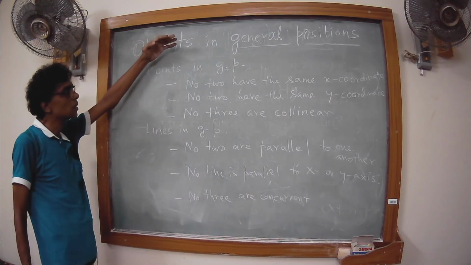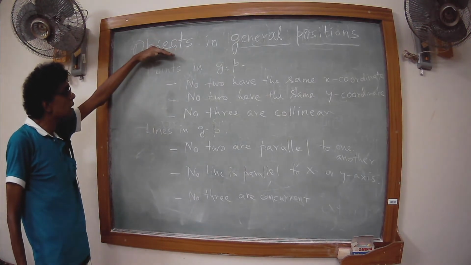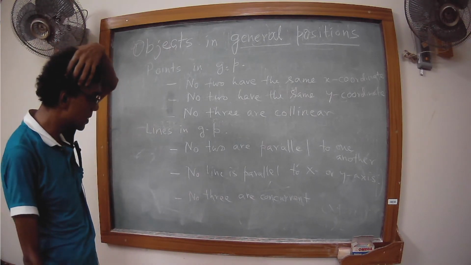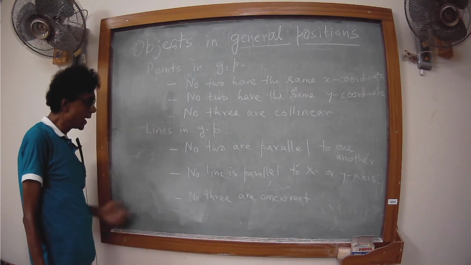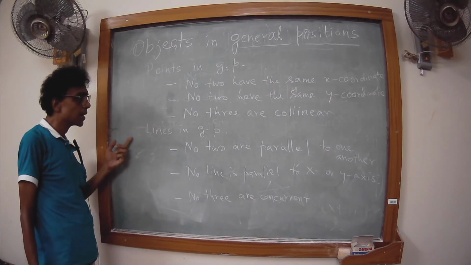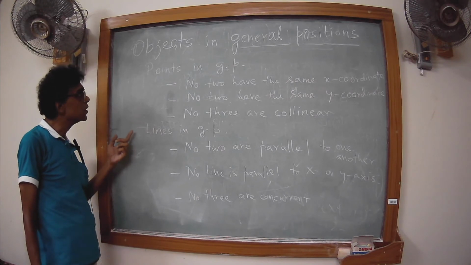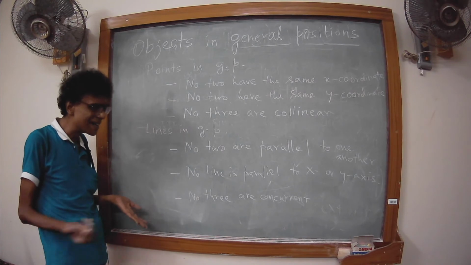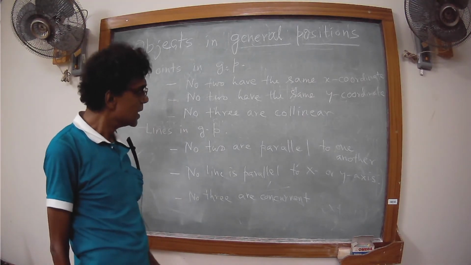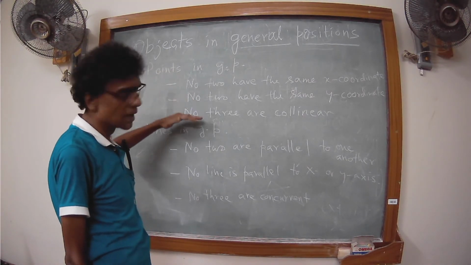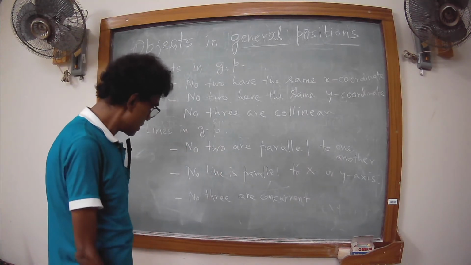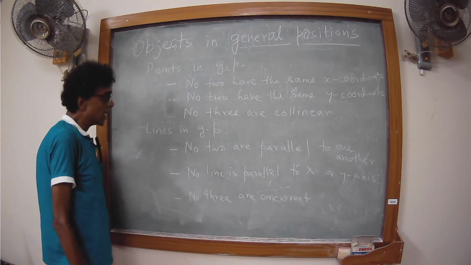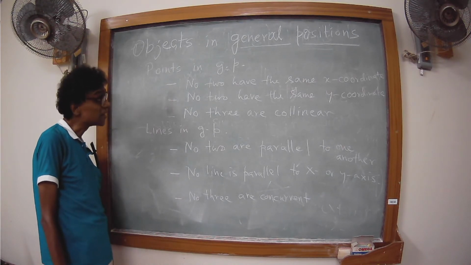So, algorithms are typically specified for objects in general position. And if you build your collection of points or lines or other objects, let's say randomly, it is with high probability that they will be in general position. But of course, in real life situations, objects are not necessarily in general positions.